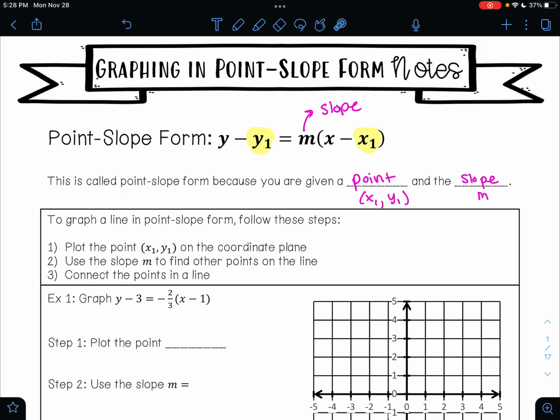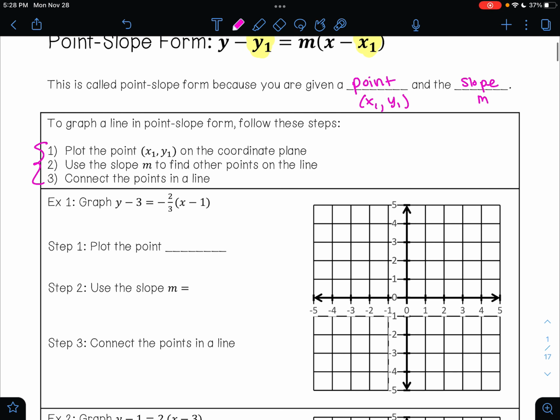Let's look at the steps. So right here, we're given 3 steps to follow. It says to graph a line in point-slope form, follow these steps. Step 1 is to plot the point on the coordinate plane. Step 2 is to use the slope to find other points on the line. And step 3 is to connect the points on the line.